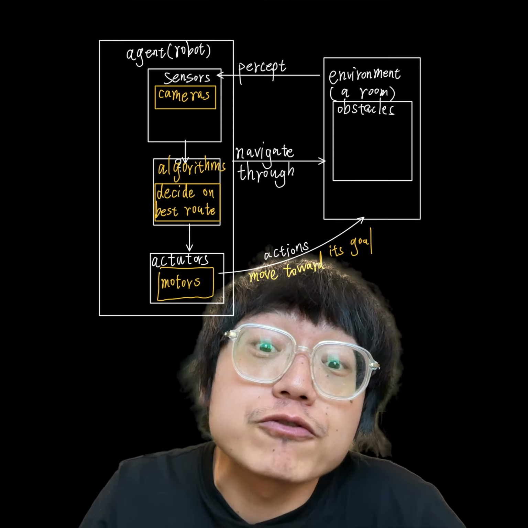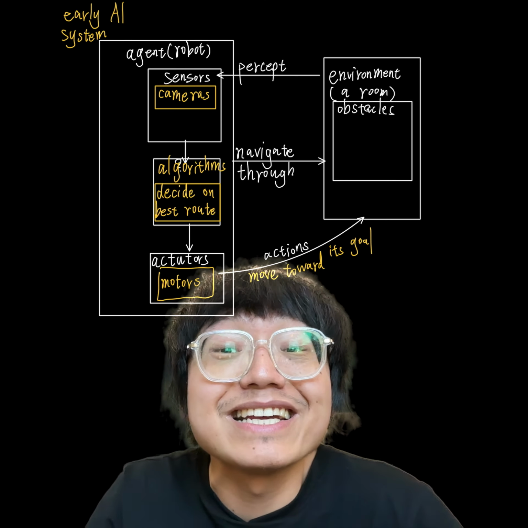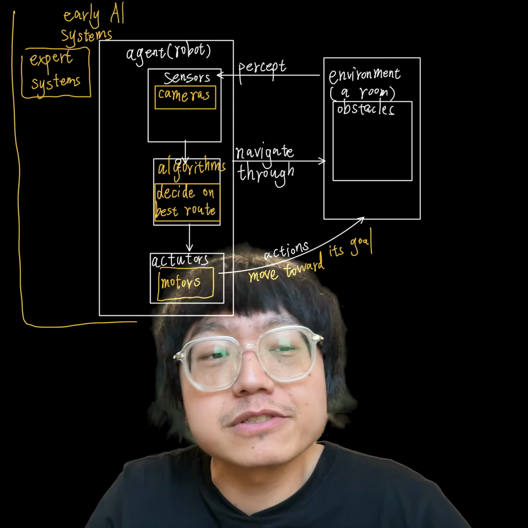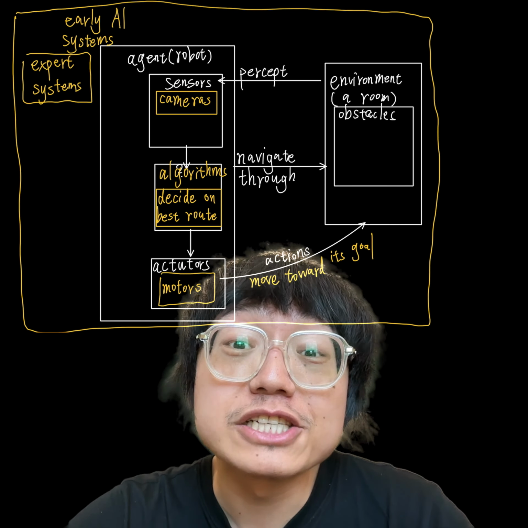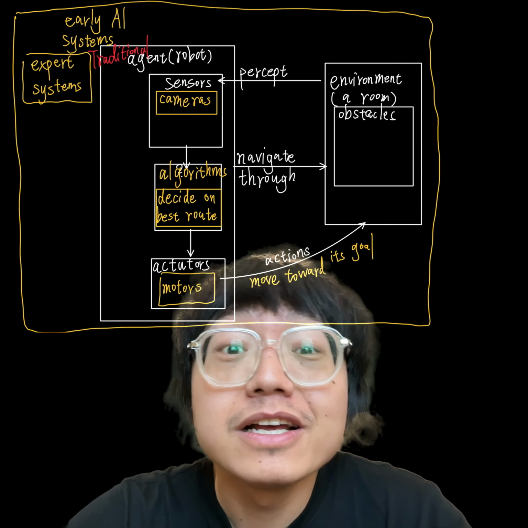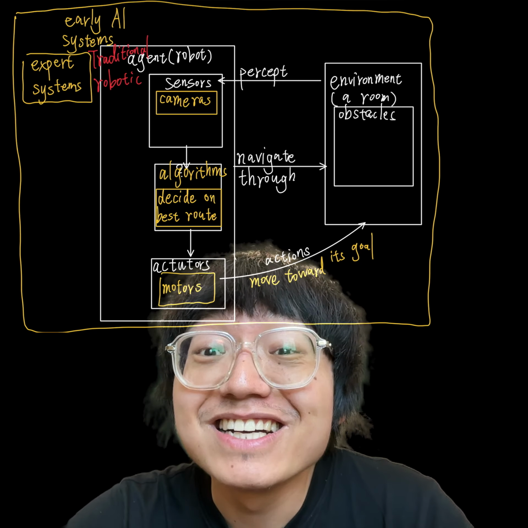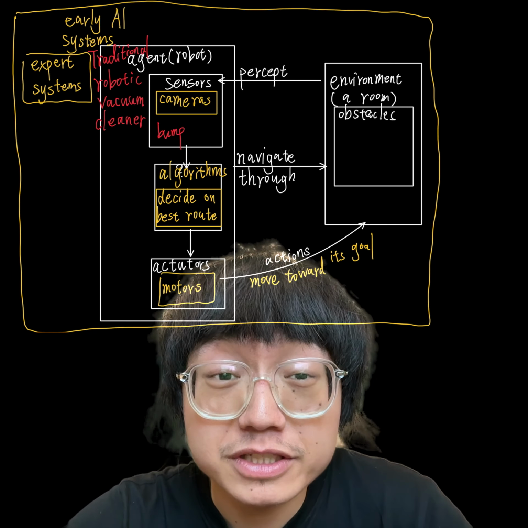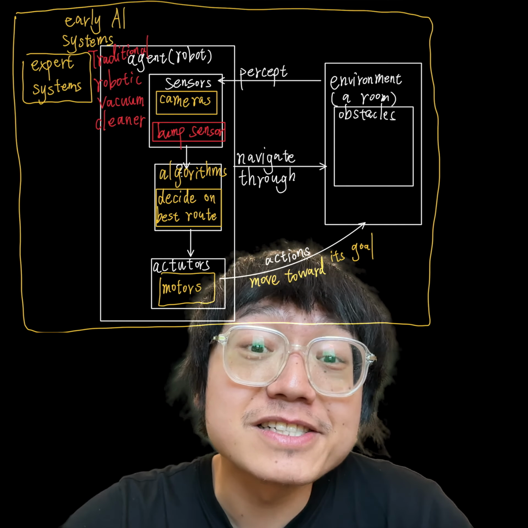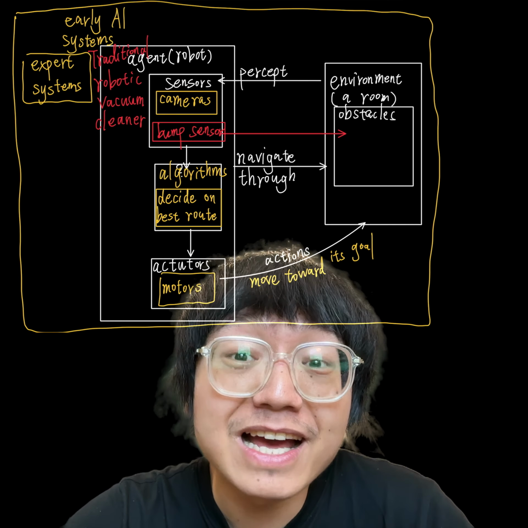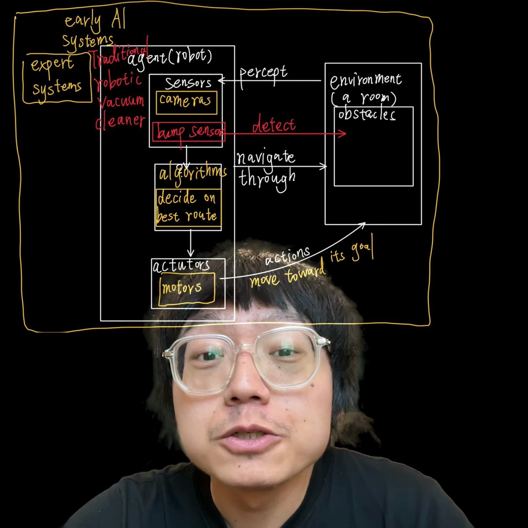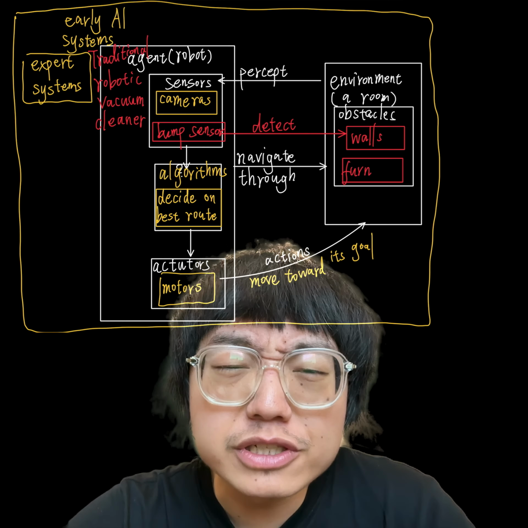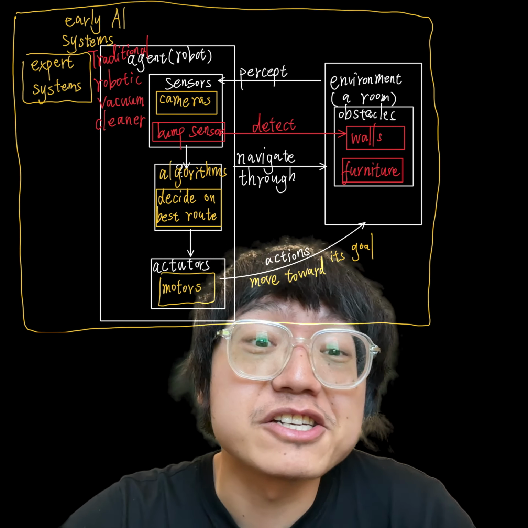And yet it is a powerful framework used to explain earlier AI systems such as robots or expert systems. An example of a traditional agent is a robotic vacuum cleaner in the Russell and Norvig framework. Its sensors are its bump sensors and cameras, which help it detect obstacles like walls or furniture, based on its programming.